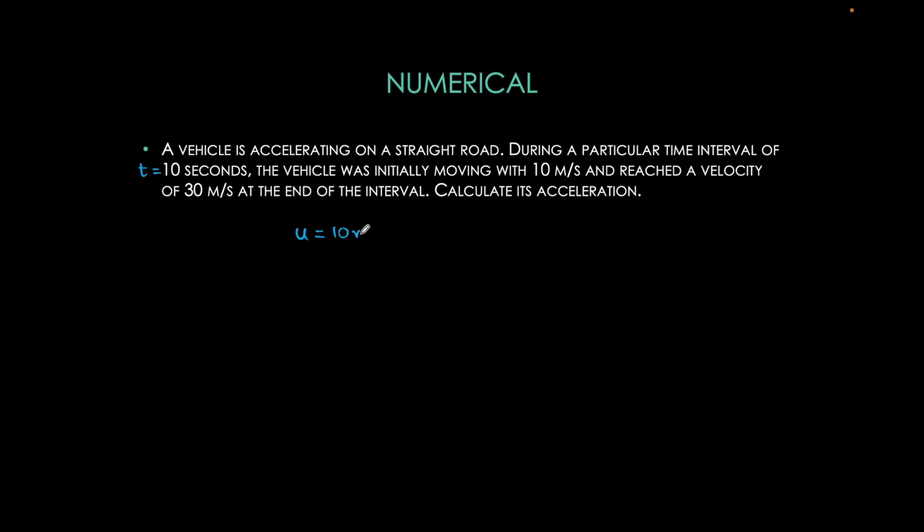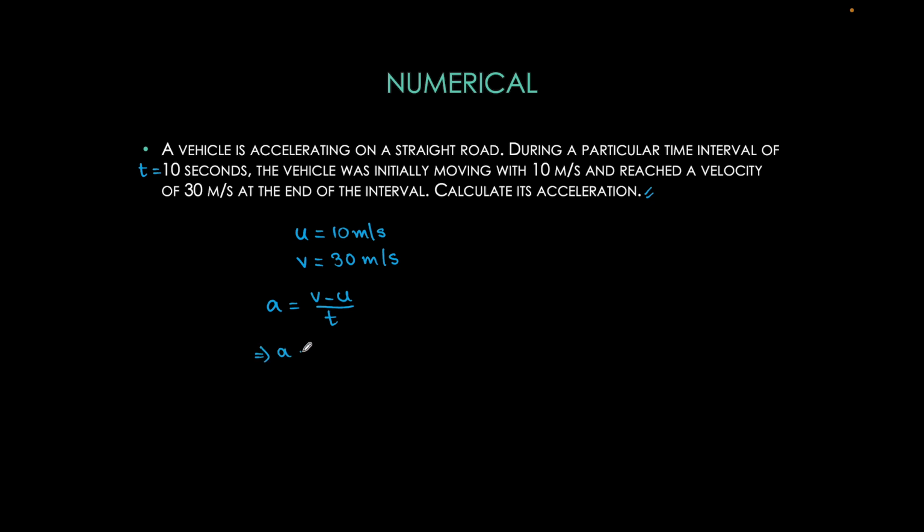10 meter per second, and reached a velocity of 30 meter per second at the end of the interval, meaning that v, which is the final velocity, is equal to 30 meter per second, right? So the question asked you to calculate its acceleration. So we know that the formula for acceleration is a is equal to v minus u by t, right?